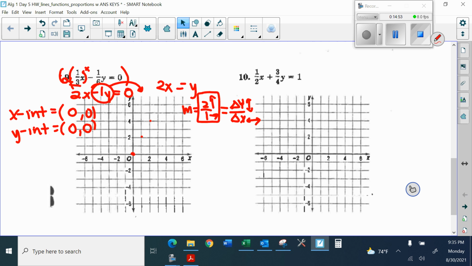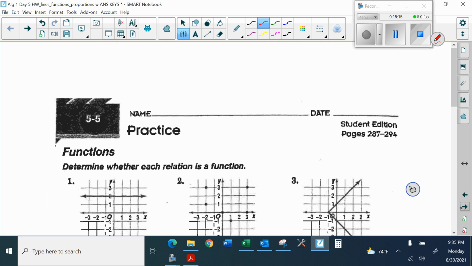I started at a point already on the line, (0, 0). So you don't always start at (0, 0). When you use slope, you start at a point that's already on the line, and then you follow those directions. Okay, and then go ahead and connect those. Okay, and there's your line. All right, next page.